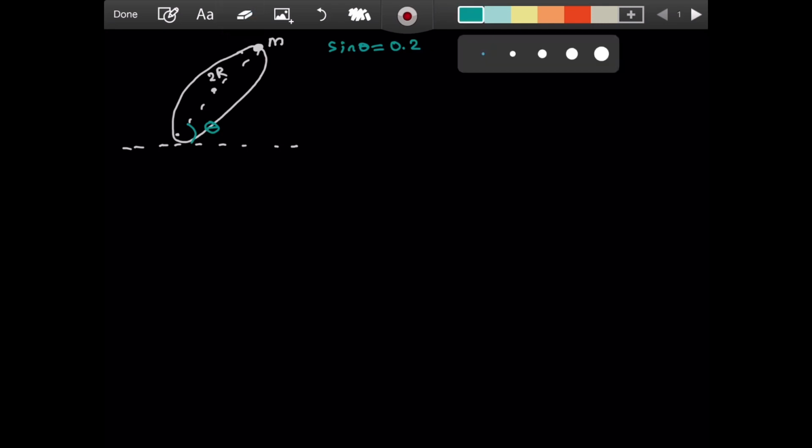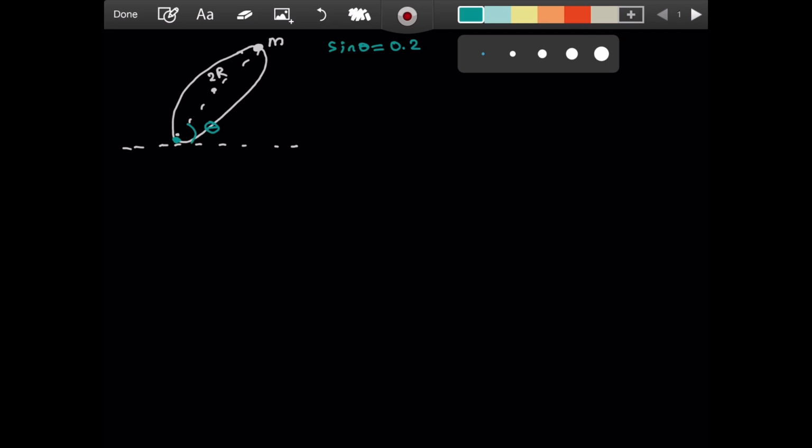Now, the question asks us, when the object comes to the lowest point on the path, what will the normal force acting on the object be? What is the magnitude of N when the object is at its lowest point? And we want N in terms of mg. Okay, you can try the problem on your own. So pause the video. Alright, I assume that you're now ready to see the solution, to solve it together.